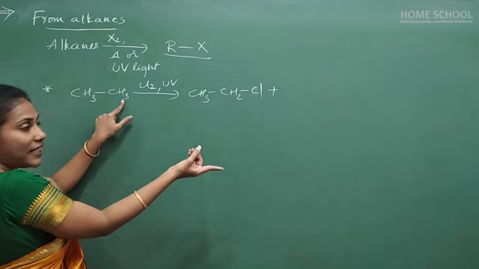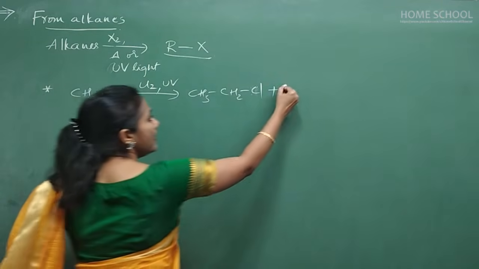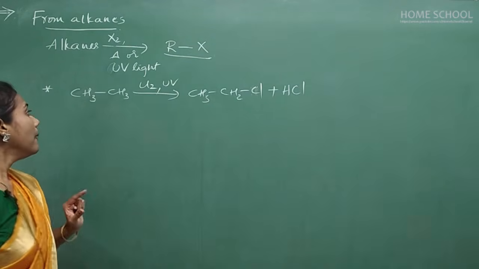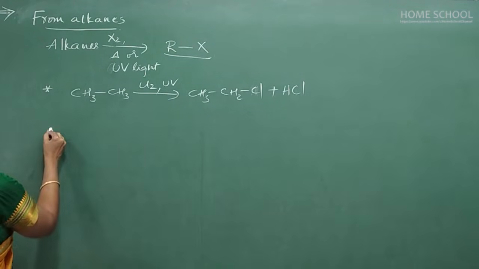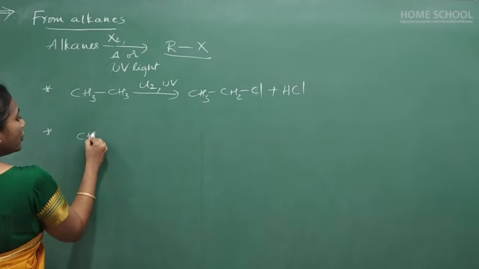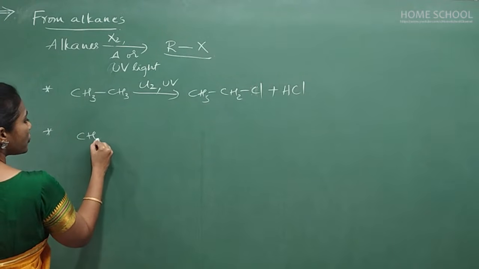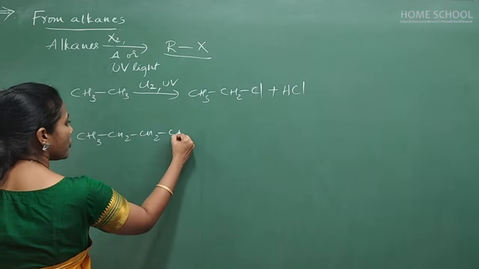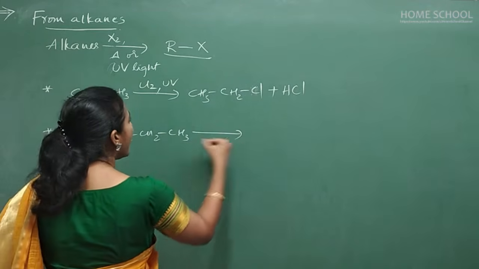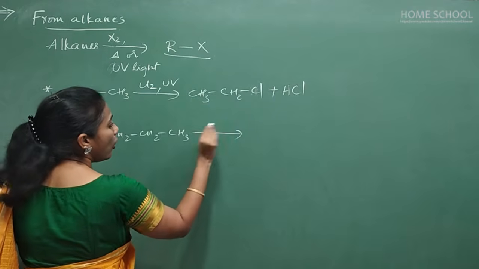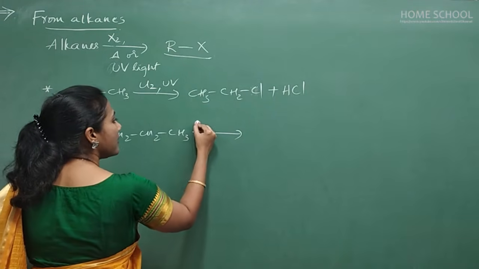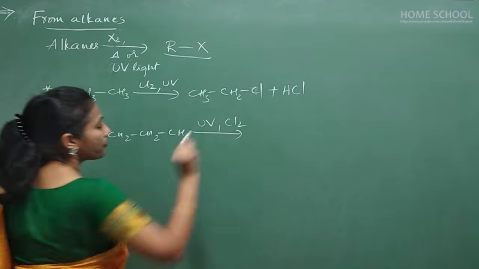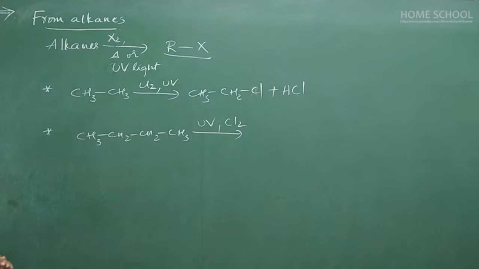This removed hydrogen combines with another Cl and you will get HCl as byproduct. Okay, but look at this example. You have CH3, CH2, CH2, CH3. This one I have exposed in presence of UV radiation with Cl2. So what may be the product you will get?